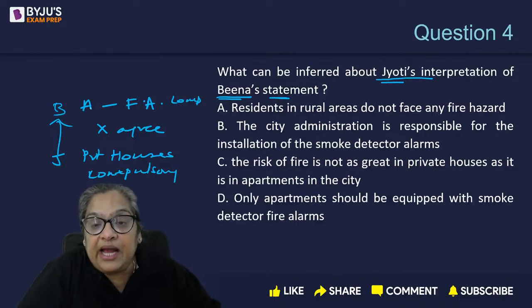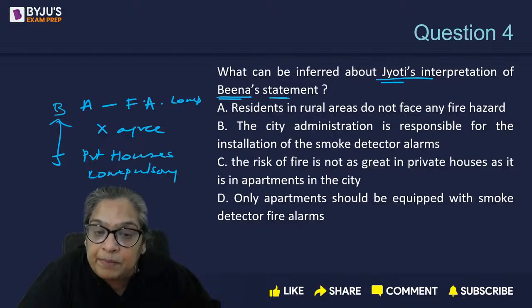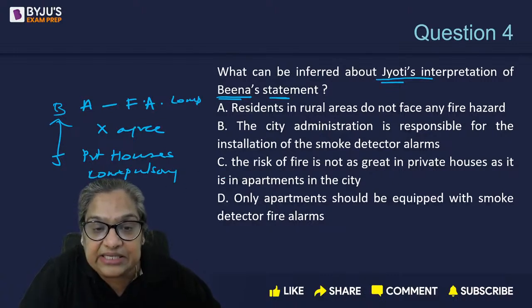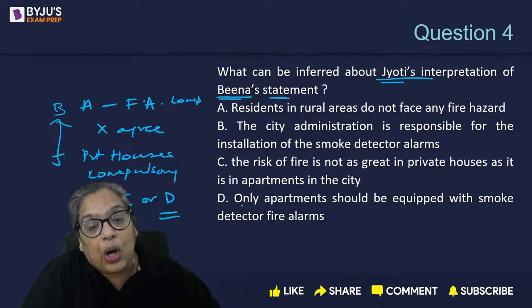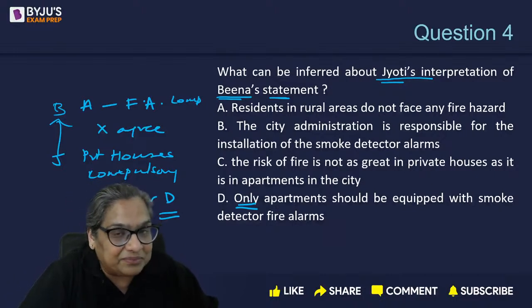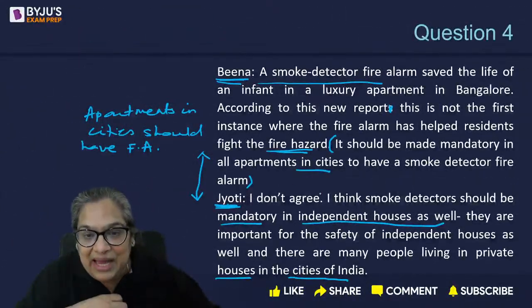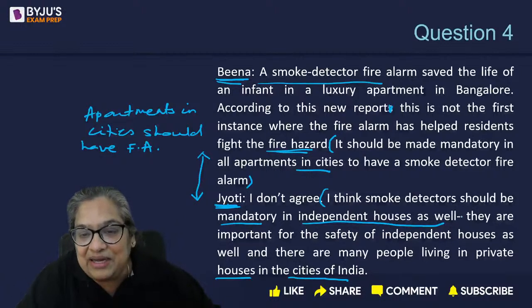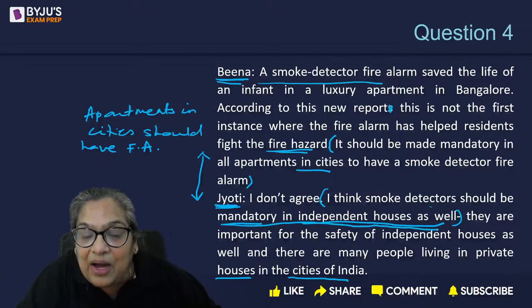Residents in rural areas do not face any fire hazard. The city administration is responsible for the installation of smoke alarm. The risk of fire is not as great in private houses as it is in apartments in cities. Is it C or is it D? Only apartments should be equipped with smoke detector fire alarms. Now go back to the argument. I don't agree. Okay, and look at her first statement. Smoke detector should be mandatory in independent houses as well.